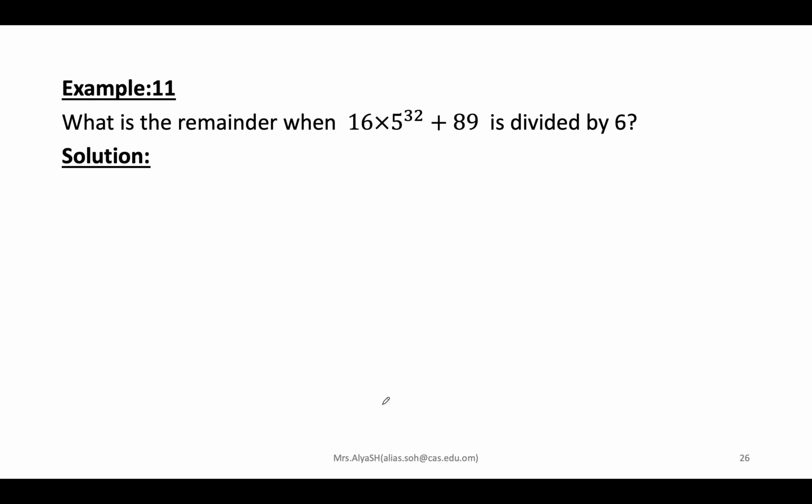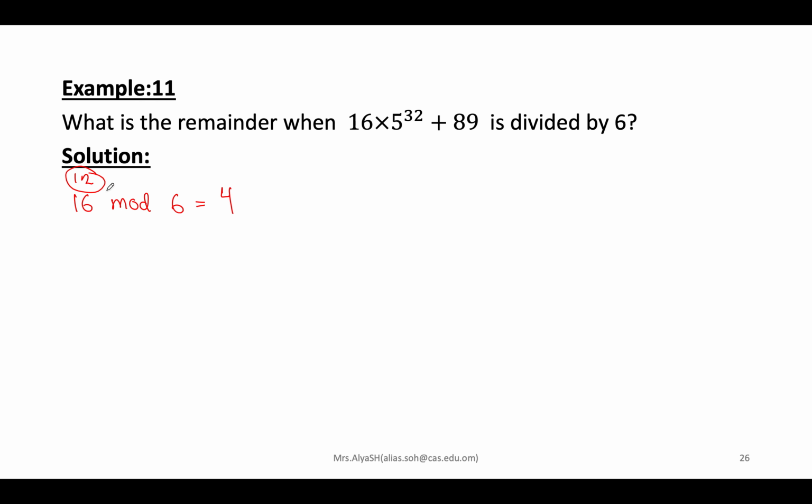What is the remainder when 16 times 5 to the power 32 plus 89 is divided by 6? We will take it one by one. So 16 mod 6 is 4, because the nearest multiple of 6 to 16 is 12.